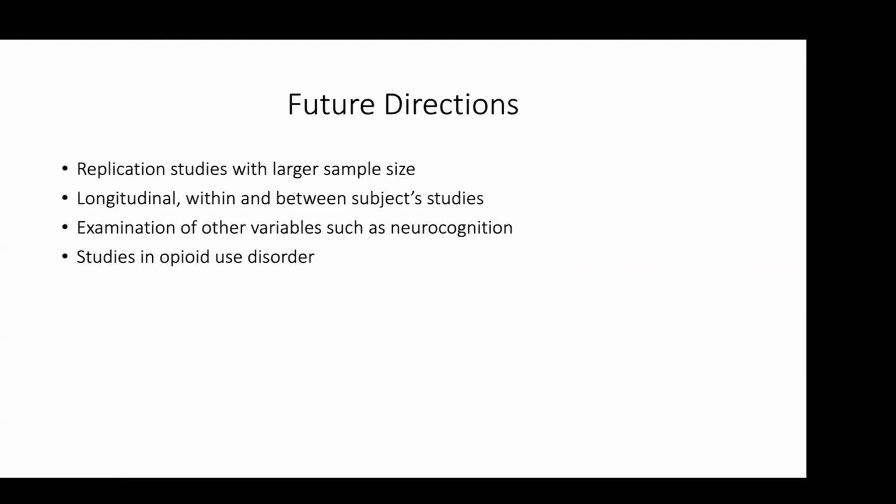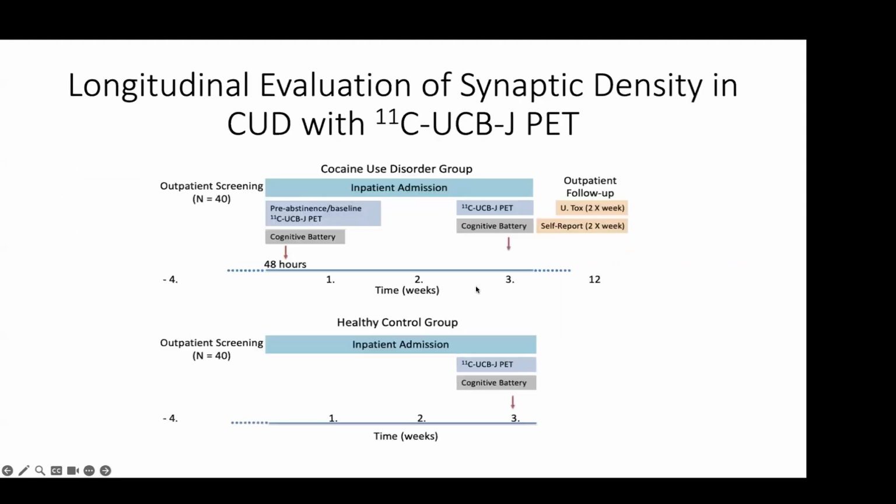So thinking about future directions, we wanted to replicate this with a larger study, examining this longitudinally, looking at other variables such as neurocognition, and doing the studies in opioid use disorder. This is the longitudinal study that we have now. Participants with cocaine use disorder are admitted to the inpatient neuroscience research unit. They do an initial PET scan within 48 hours of their last cocaine use with cognitive testing. They stay on the inpatient unit for 3 weeks, and then they do a second PET imaging scan.